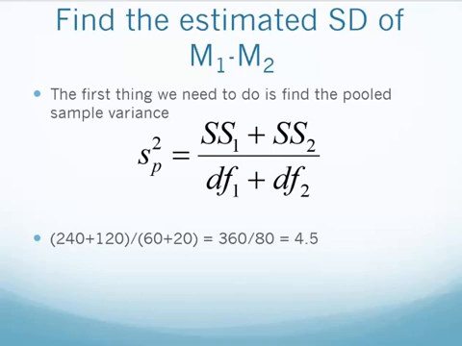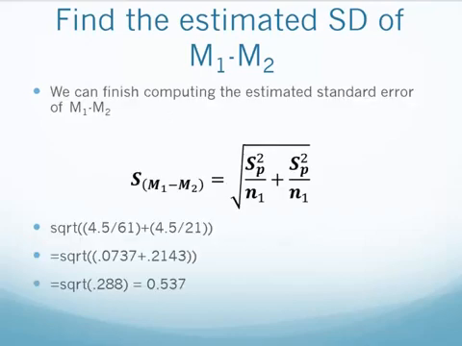Now that pooled sample variance is going to be carried over into the next equation where you actually find the estimated standard error of the mean. Where you take the square root of the pooled sample variance divided by the sample size for the first sample plus the pooled variance divided by the sample size for the second sample. And my advice was to do this division problem first, then this division problem, add them up, and then find the square root. And as you can see, that's what I did.